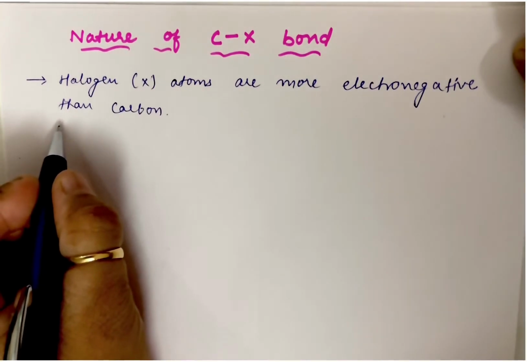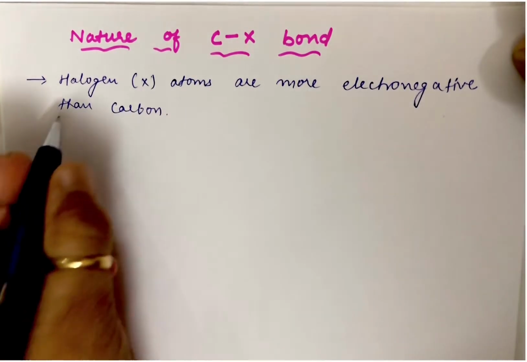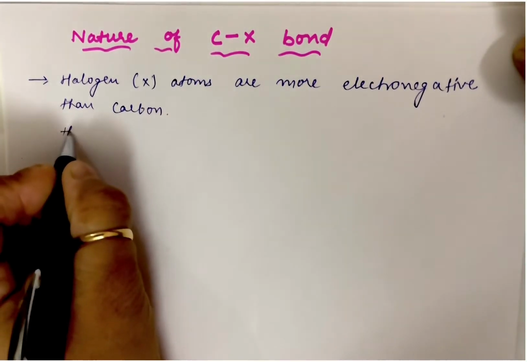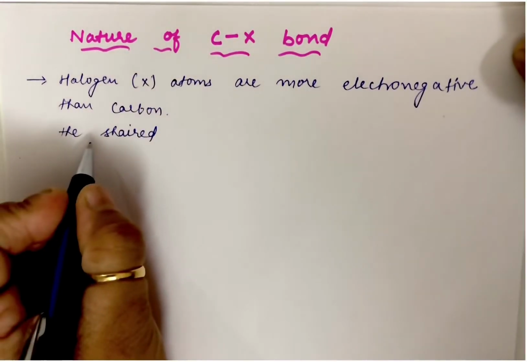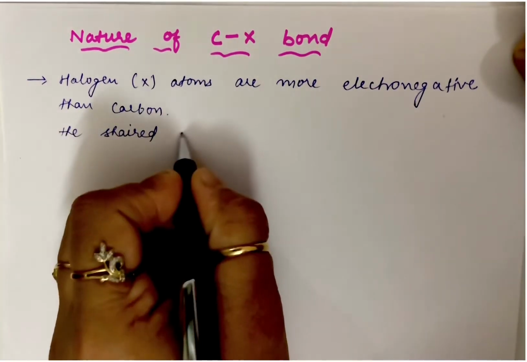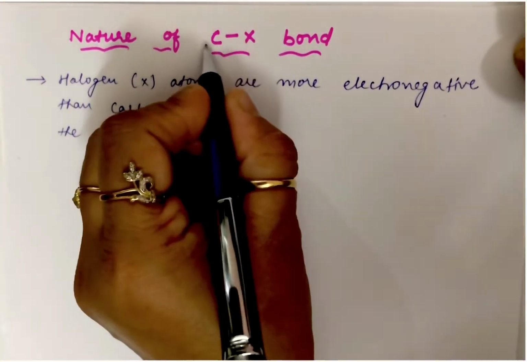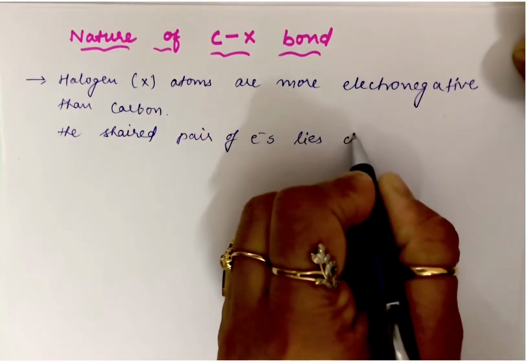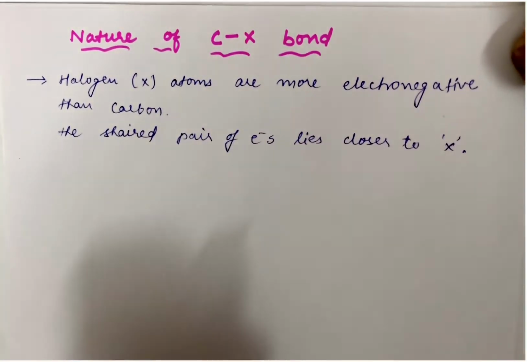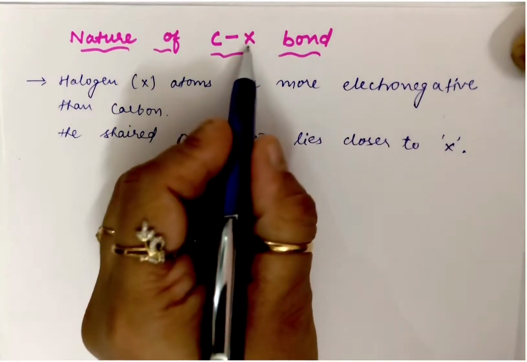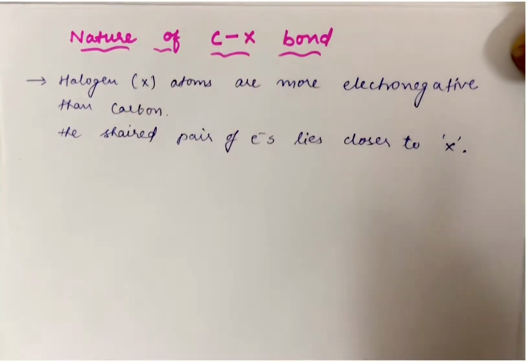You should know that electronegativity is nothing but the ability of an atom to attract the shared pair of electrons towards it. So when I am saying that halogens are more electronegative than carbon, then what happens? The shared pair of electrons which you are able to see between them, between this C and X, lies closer to X. Okay, closer to halogen atom. That is what is the definition of electronegativity, right? X being more electronegative, it will attract the shared pair of electron between these two atoms towards itself.